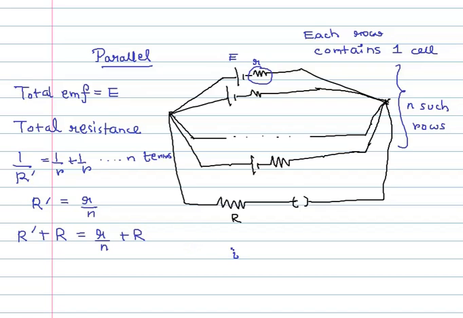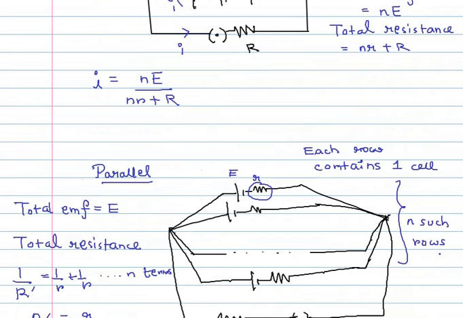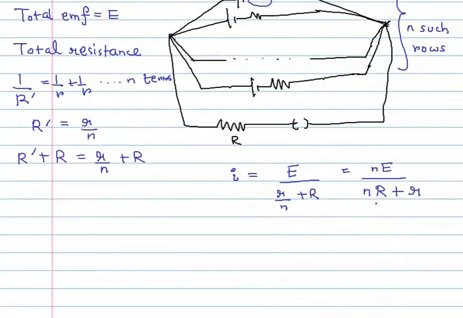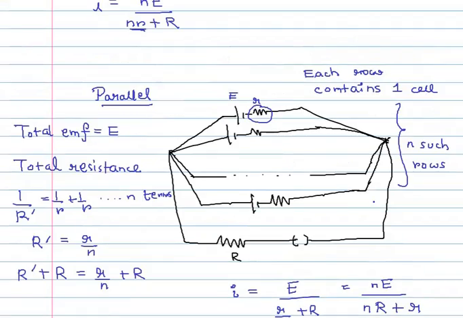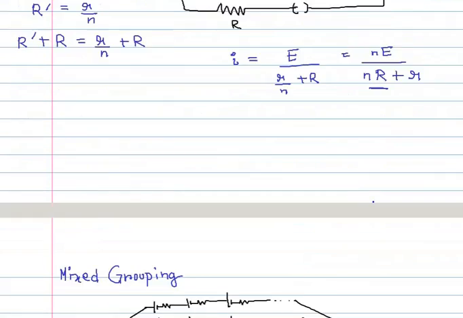Therefore in this case the current which is flowing in the circuit is equal to E divided by r by n plus capital R. So that turns out to be nE by nR plus small r. So the other things remaining the same, the n instead of being in front of small r just changes and comes in front of capital R. So these are the series and parallel combinations.